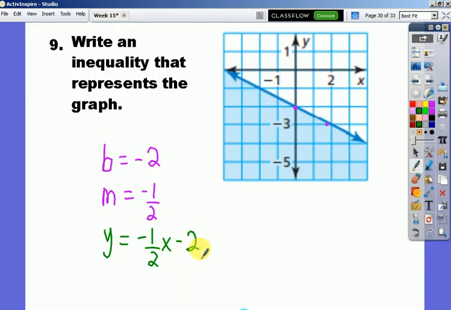First of all, it's solid, right? So it's either going to be less than or equal to, or greater than or equal to. Now, is the shading going above the line or below the line? Below the line. So that means that I'm going to write it away from the y, just like that. And it's going to be y is less than or equal to -1/2 x minus 2.